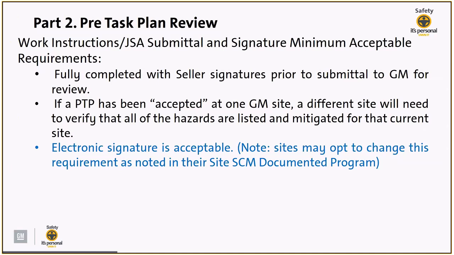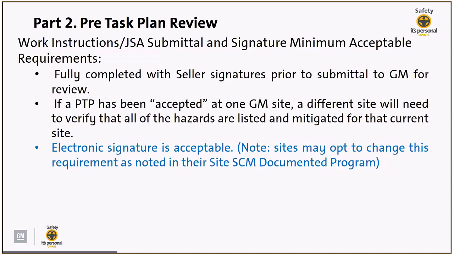If the pre-task plan has been accepted at one GM site, a different site will need to verify that all of the hazards are listed and mitigated for that current site. So simply because a seller comes to you and says, oh, well, I'm a service agreement firm at another site as well, and they accepted it, that's totally different. It's a totally different site. So it is absolutely okay to reject that pre-task plan. Make sure that that contractor or seller verifies it for your site. And there will be times where the verbiage will be the exact same. However, that seller has to do their due diligence to make sure that it is up to date.